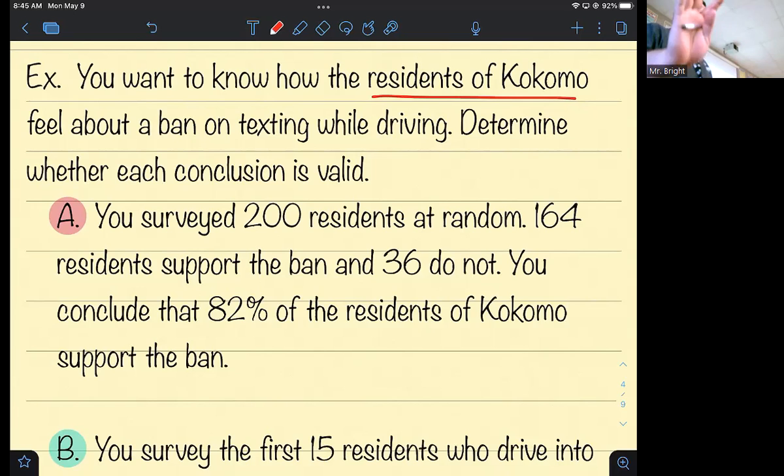Now, the 82% is accurate, so don't get caught up on that. 164 out of 200 is 82%. I'm asking, is this a good survey? Is it large enough? Is it random? It says random right there, right? Large enough. Did it include Kokomo residents? Then this looks like this is valid.